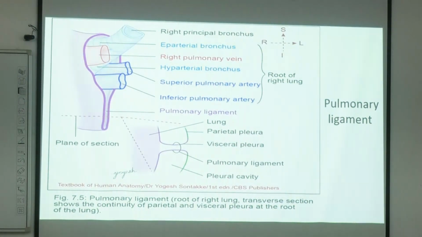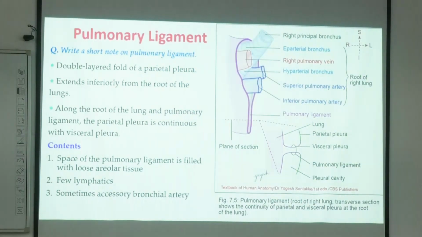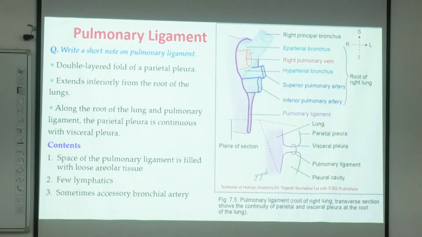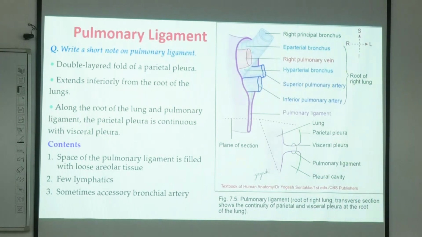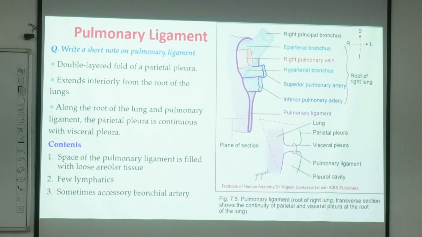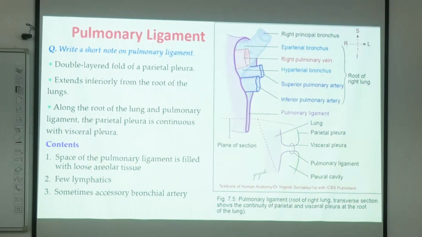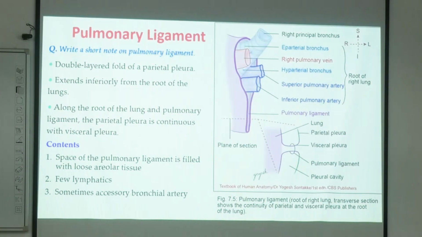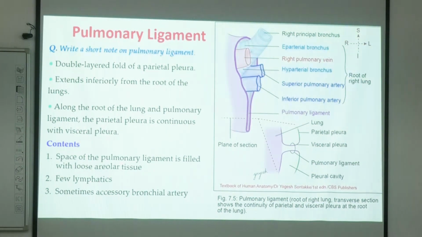Pulmonary ligament, you have to describe its formation, content, function, and relation. Relation you may not write, but the rest of the things you have to write. Formation, content, and function are very important. And contents of the pulmonary ligament can also be asked.